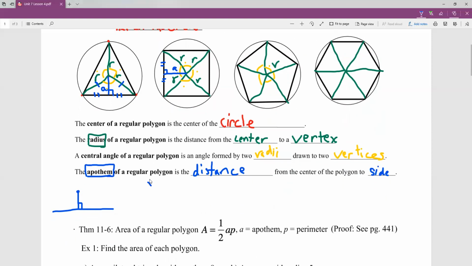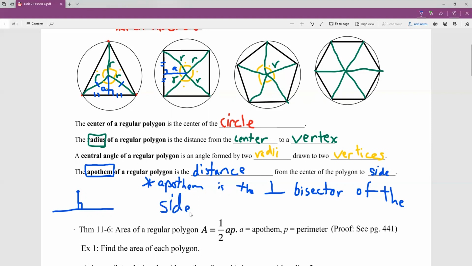Maybe we should write a note here. I'm going to write a note here. The apothem is the perpendicular bisector of the side. This is going to be hugely important later on when we start to find the area.